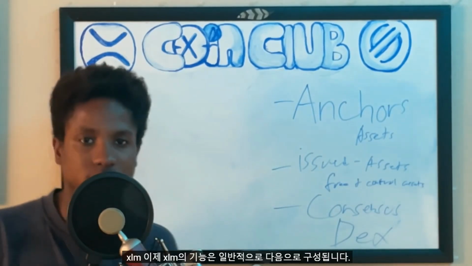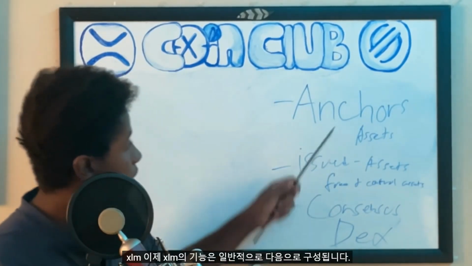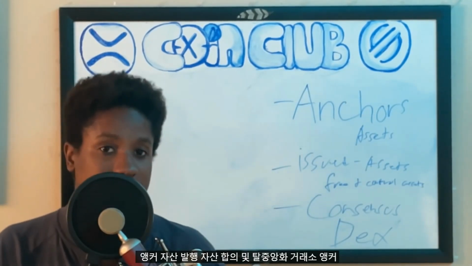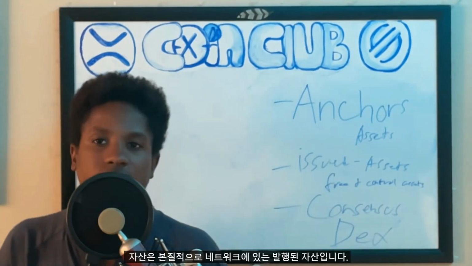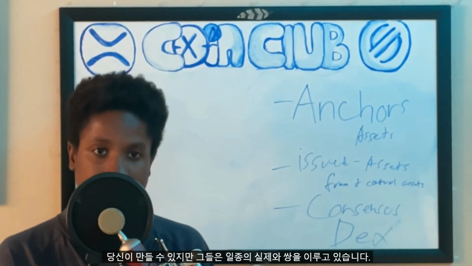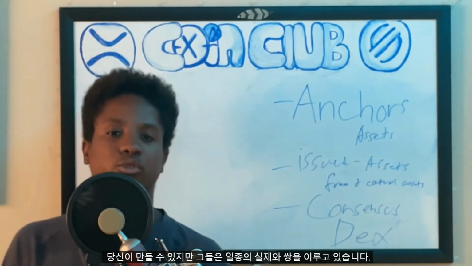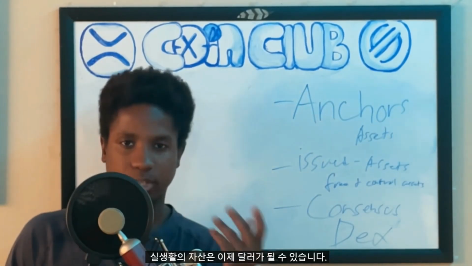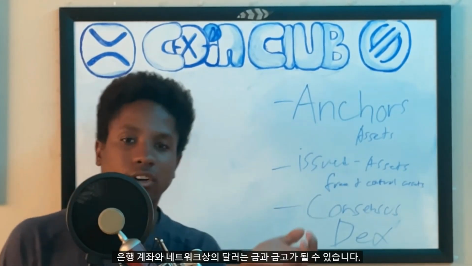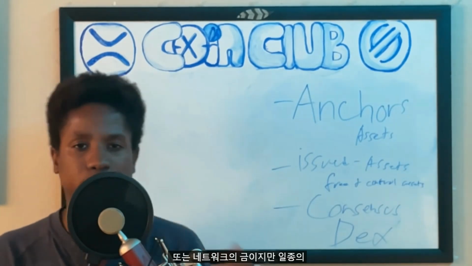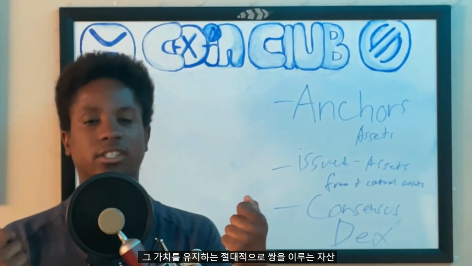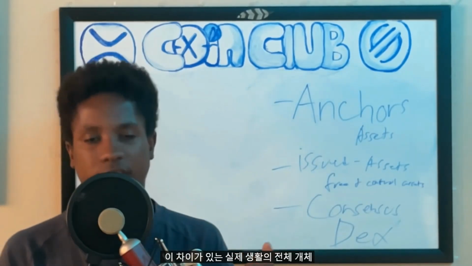XLM. Now, XLM's features usually consist of anchor assets, issued assets, consensus, and decentralized exchanges. The anchor assets are essentially issued assets on the network that you're able to create, but they're paired to some sort of real asset in real life. Now, this could be $1 in a bank account and $1 on the network. This could be gold in a vault or gold on the network, but it could be some sort of absolute paired asset that maintains its value to that overall object in real life.